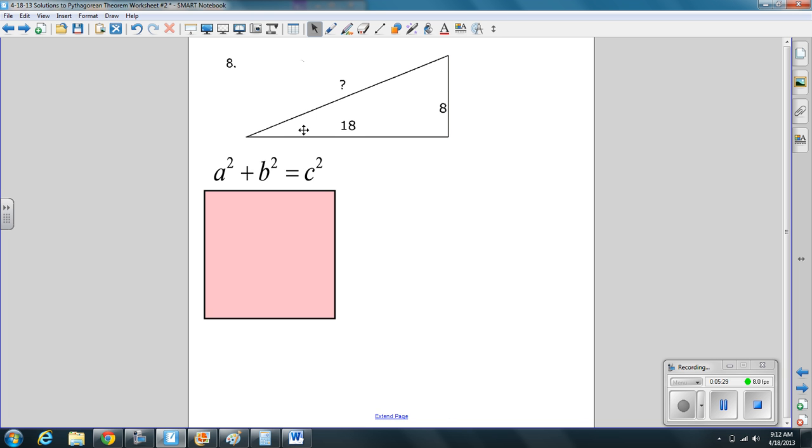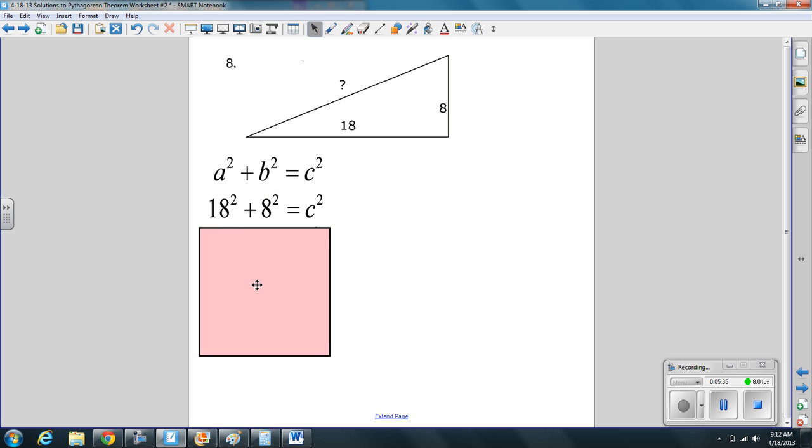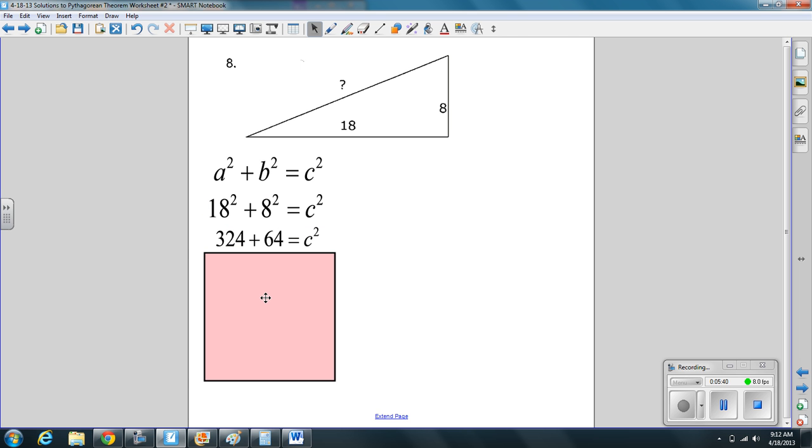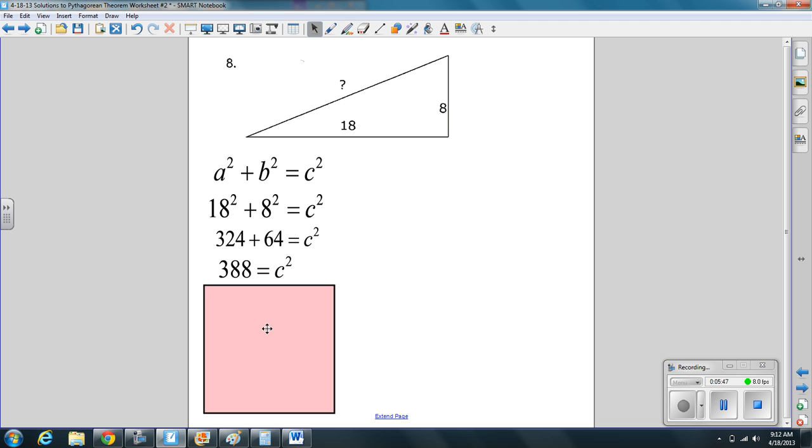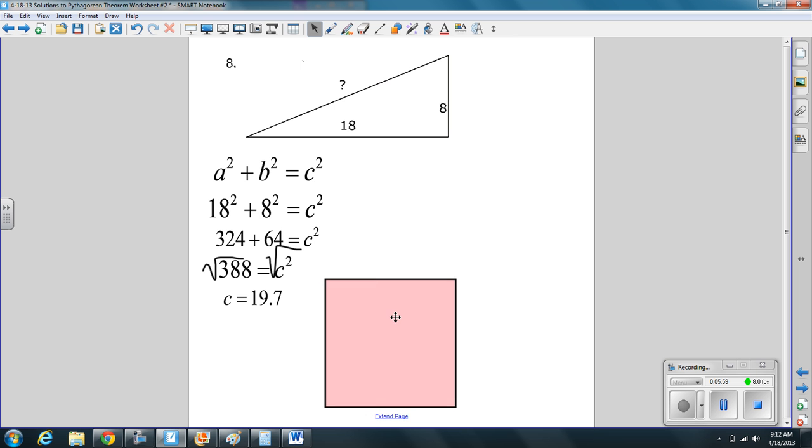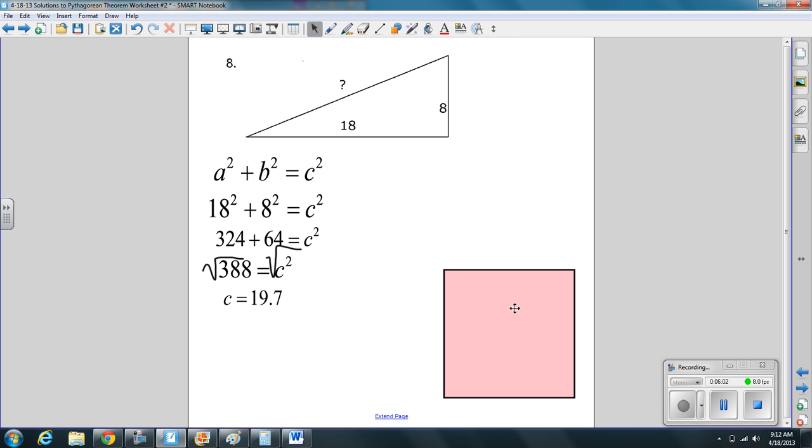Number 8, we know a leg, and we know the other leg. In this problem, we're looking for the hypotenuse. So 18 squared plus 8 squared equals c squared. 324 plus 64 equals c squared. The sum of that is 388 equals c squared. From here, take the square root of both sides, and the square root to the nearest tenth, 19.7 equals c.